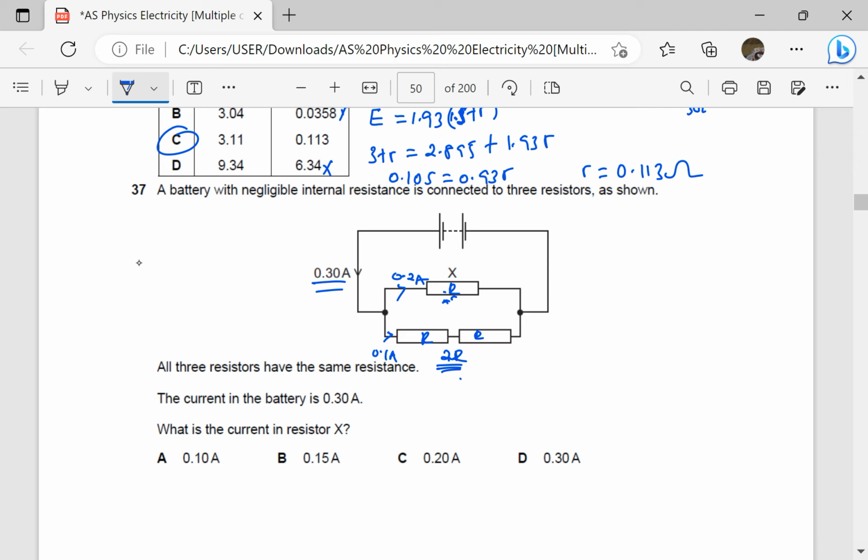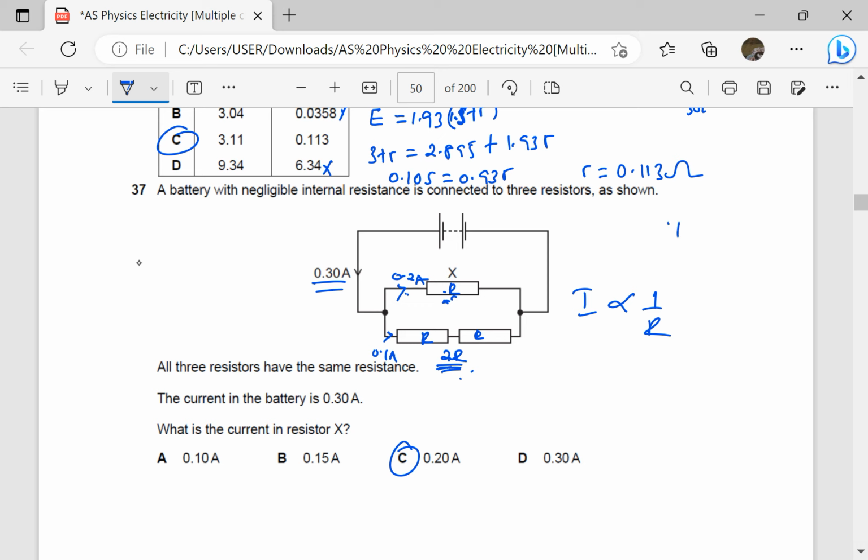That one is very simple. It is automatically 0.2 amperes because the current is inversely proportional to resistance. If the resistance here is twice the resistance there, then the current is going to be half the current there. So if I say this is I, the other one should be twice I.